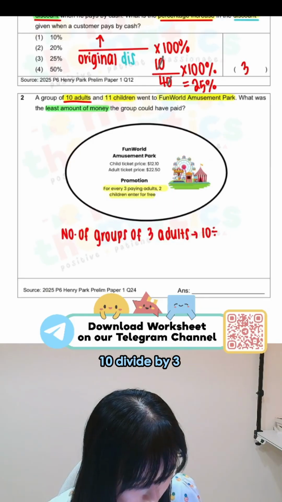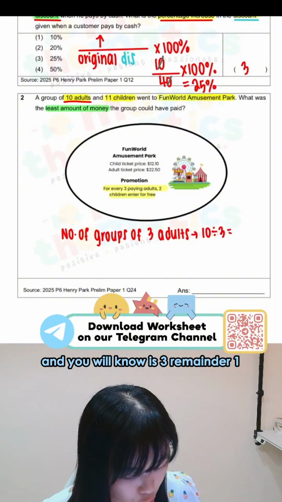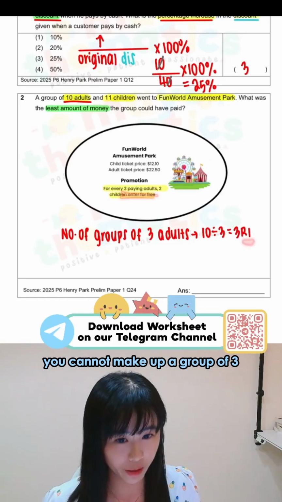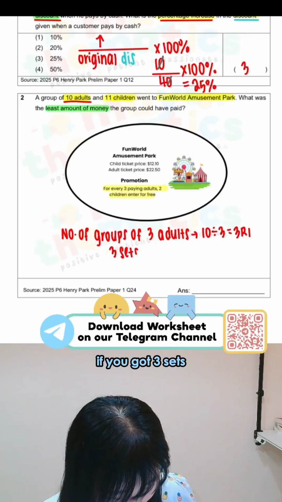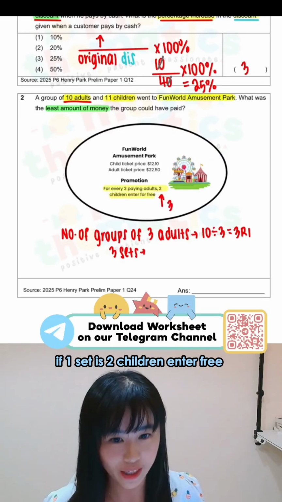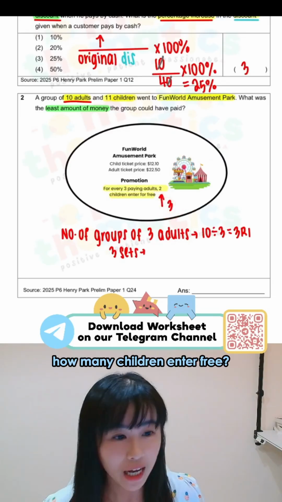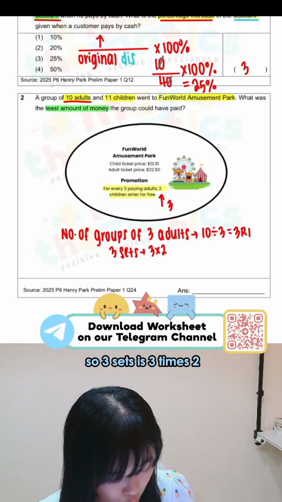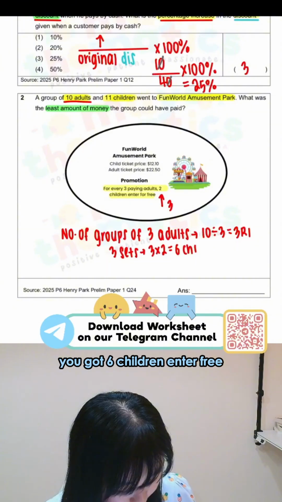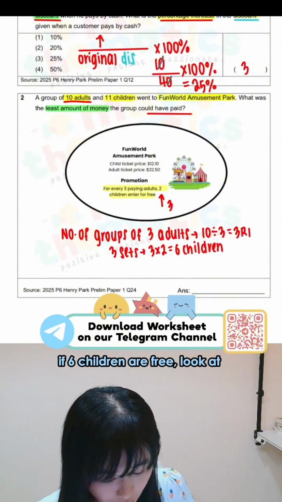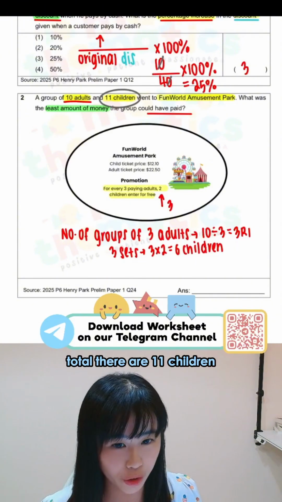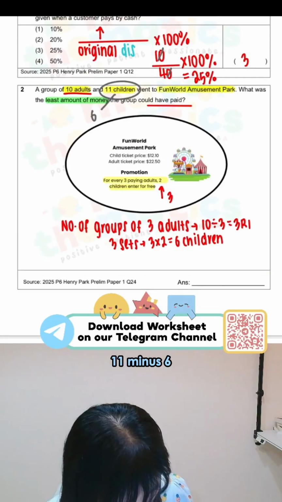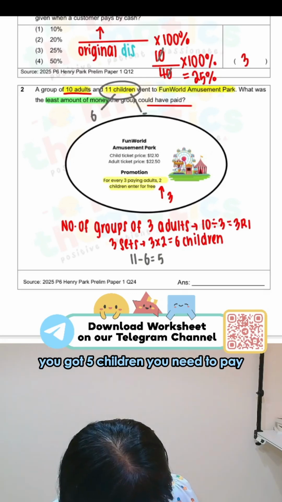10 divided by 3, right? And you know it's 3 remainder 1. So that remainder 1 adult, you cannot make up a group of 3. If you got 3 sets, if one set is 2 children enter free, 3 sets of this, how many children enter free? One set you got 2 enter free, so 3 sets is 3 times 2, you got 6 children enter free. If 6 children are free, look at total there are 11 children. Out of 11 children, 6 free. How many children need to pay? 11 minus 6. You got 5 children you need to pay.